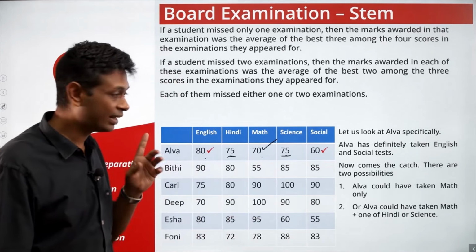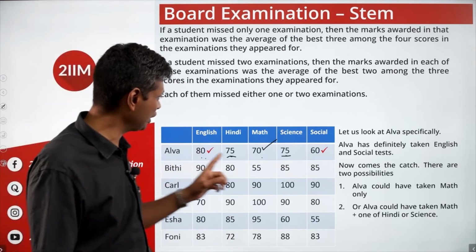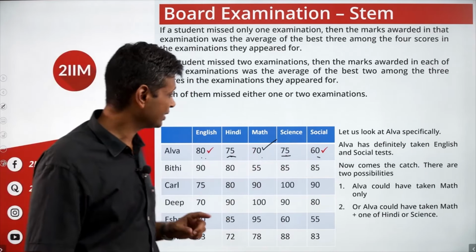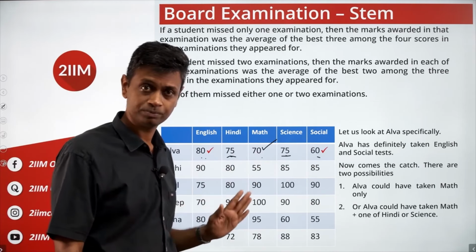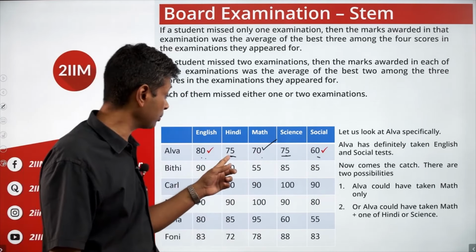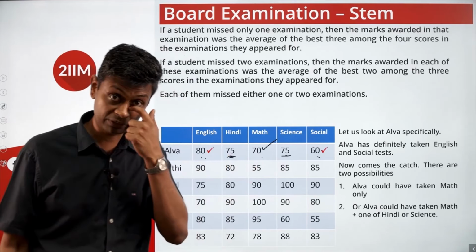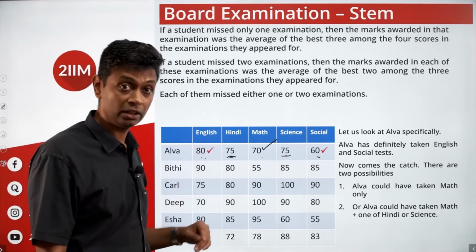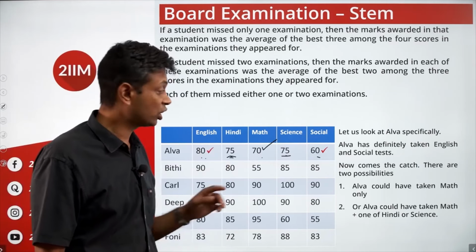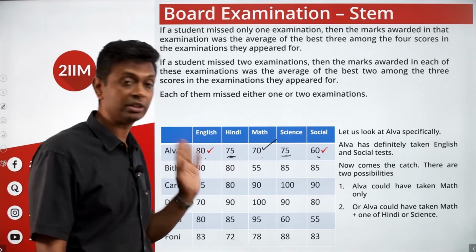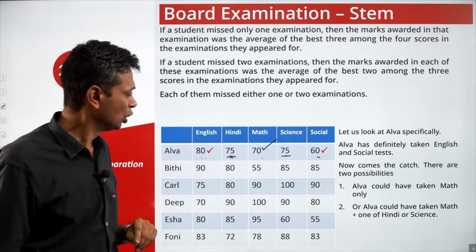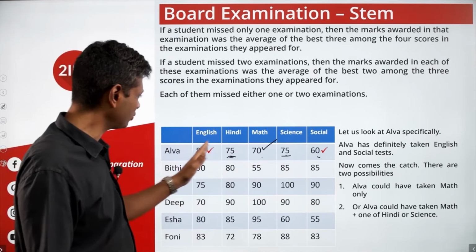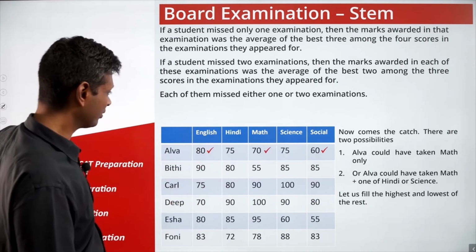So what we can say is Alva has definitely taken English and social. Alva has definitely taken math. She might have skipped both of these, in which case both of those have to be 75. Or she could have taken Hindi, in which case science will be 75. She could have taken science, in which case Hindi will be 75. Lovely. So we can do this, what we have done for Alva, for everybody else.